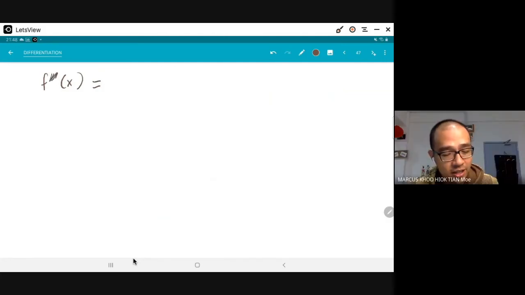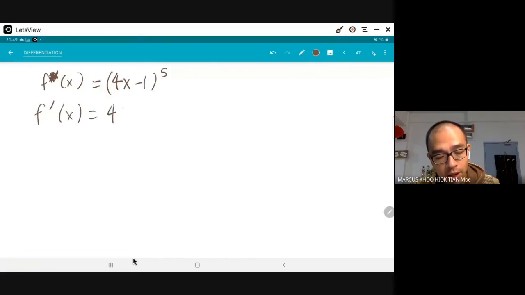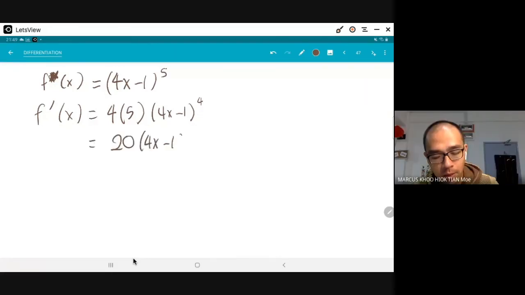So f(x) is (4x minus 1) to the power of 5. So you differentiate the first time. The number is 4, and then the 5 you bring down to the front, and then (4x minus 1) to the power of 4. So this will be 20(4x minus 1) to the power of 4. This is still the first time differentiation.